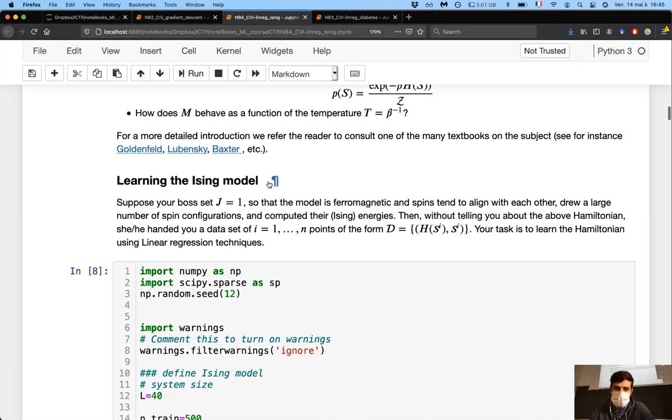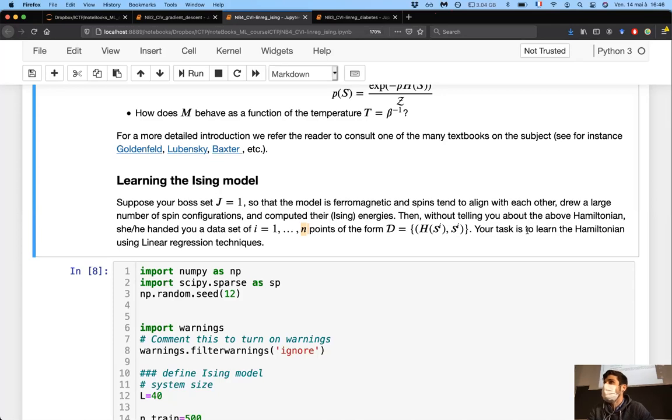So suppose that I give you this set. The data comes in the form of configurations and associated energies. So the labels are this H of S_i. It's a scalar, it's just a number. While these are large dimensional vectors, L-dimensional vectors, each S_i. And I give you N of these data points. Your task will be to learn the Hamiltonian, to reconstruct the energy function from these configurations.